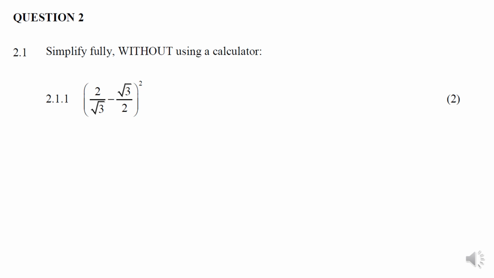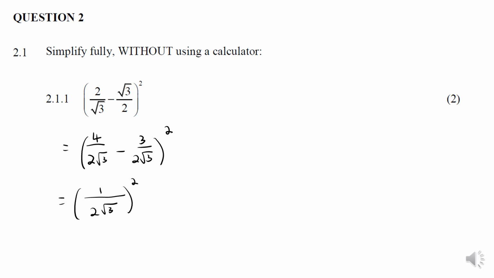In this case, we are working with a fraction, so I'm going to get the lowest common denominator. The common denominator in this case is 2 square root 3. Looking at the first fraction, I need to get a 2, so 2 times 2 is 4. Looking at the second fraction, I need to get a square root 3. Square root 3 times square root 3 is 3. Now I can subtract the two fractions, so I'll get 1 over 2 square root 3.